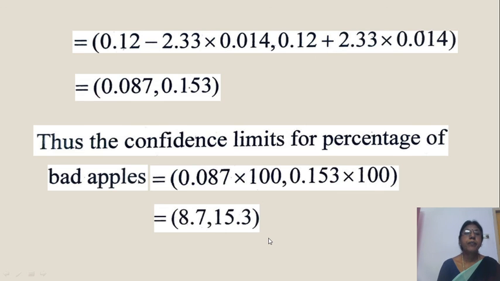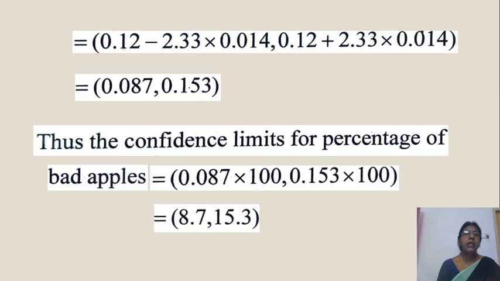We get the first value as 0.0787 and 0.153. These are the limits or confidence interval. Thus the confidence limits for percentage of bad apples. This is the interval only. Percentage of bad apples means multiply into 100. The lower value is 8.7 and the upper value is 15.3.